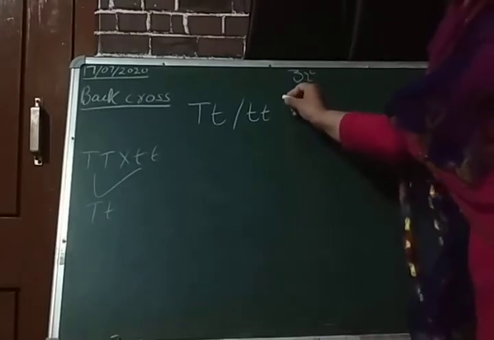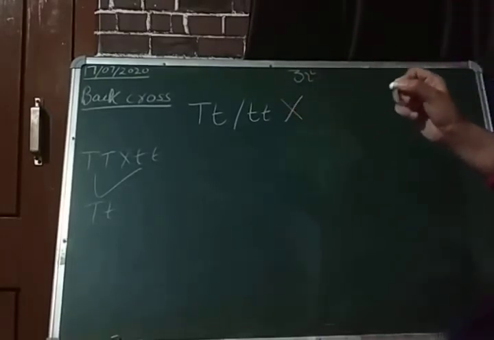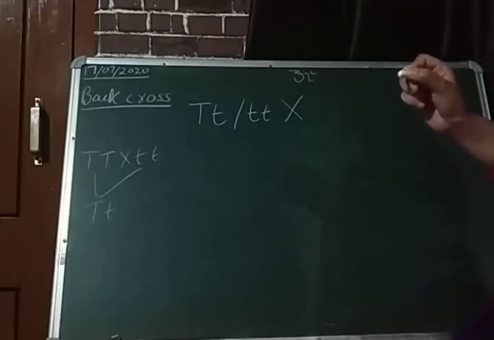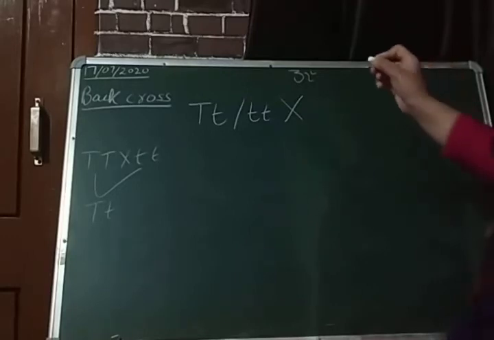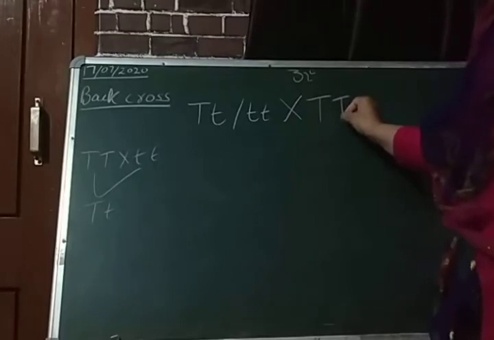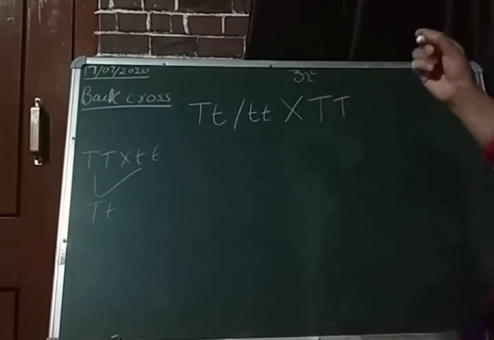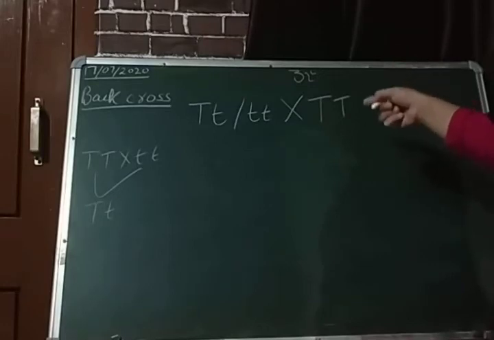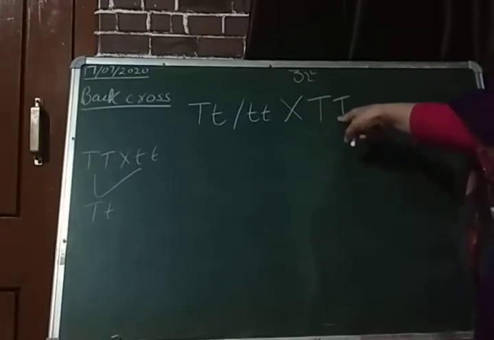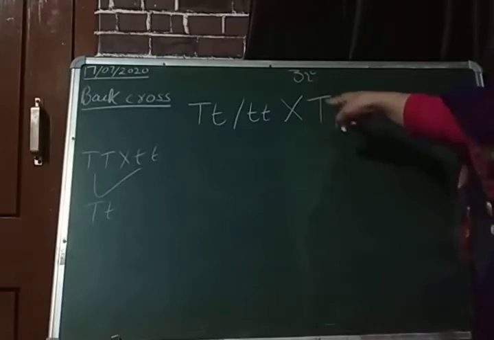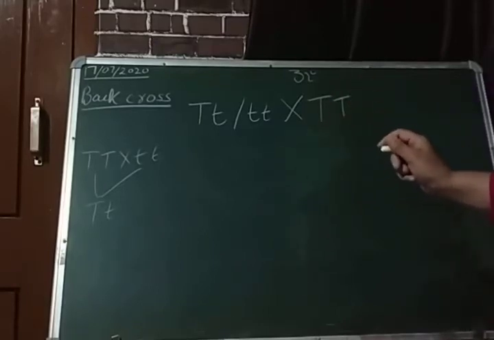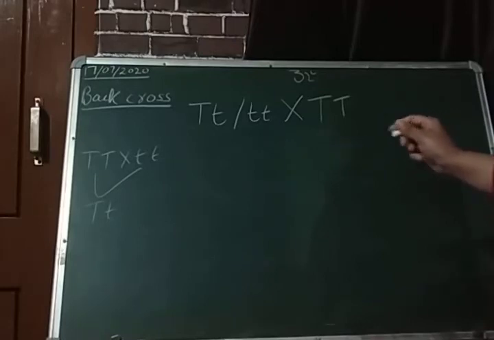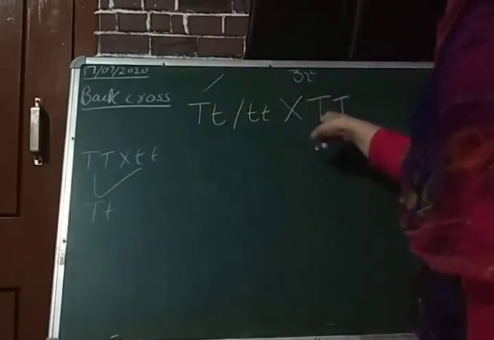And in this, student, we will cross it with your homozygous dominant parent, because here the quality which I got in my F1 generation was not that good. Okay, so I will cross it with the homozygous dominant parent so that the characteristics of this must be in my next generation. Clear? Okay, suppose first I am taking the example of this.